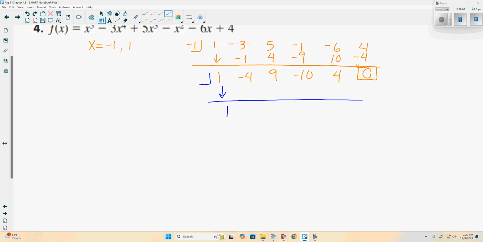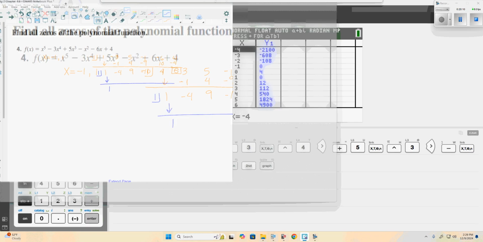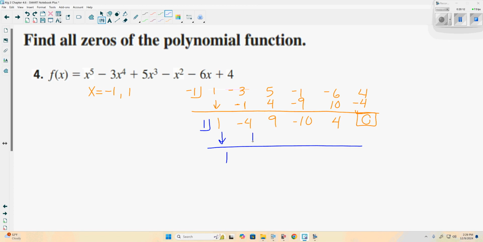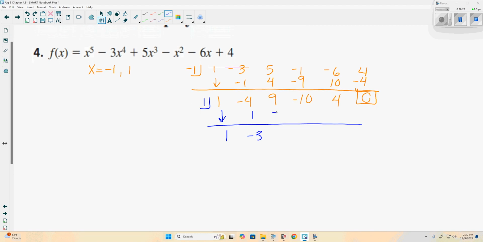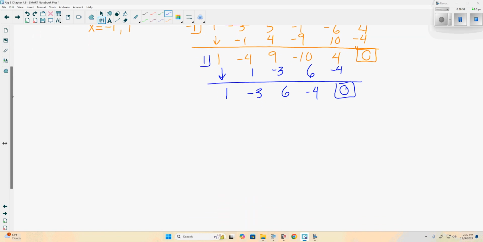Which one can we do next? Well, the other one we have is 1. 1 times 1, 1. Negative 4 plus 1 is negative 3. 1 times negative 3, negative 3. 9 plus negative 3 is 6. 1 times 6. Negative 10 plus 6. 1 times negative 4 is negative 4. And 4 plus negative 4 is 0.